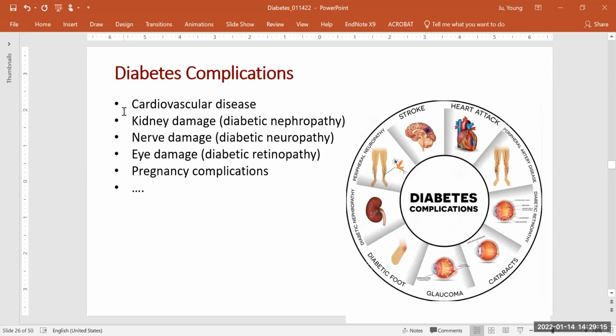Another complication is nerve damage called diabetic neuropathy. Diabetes can cause damage to the nerves throughout the body when blood glucose and blood pressure are too high. Among the most commonly affected areas are the extremities, in particular the feet. Nerve damage in those areas can lead to pain, tingling, and loss of feeling. And loss of feeling is particularly critical because it can allow injuries to go unnoticed, leading to serious infections and possible amputations.